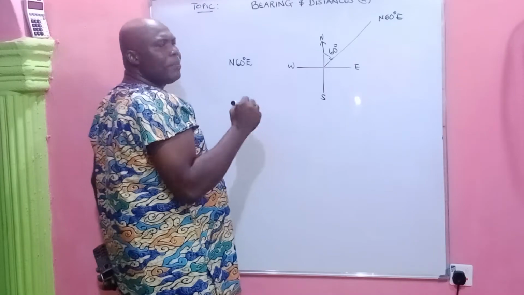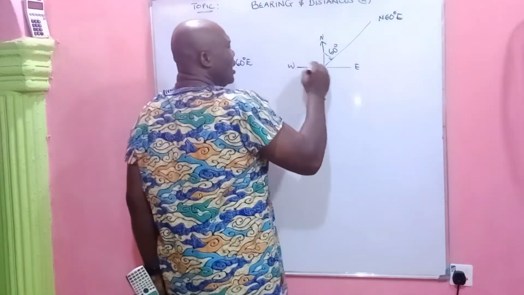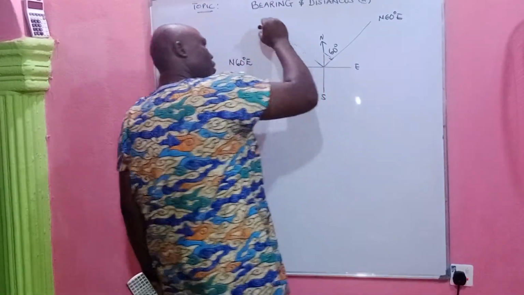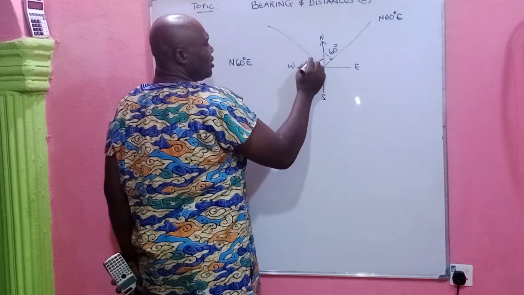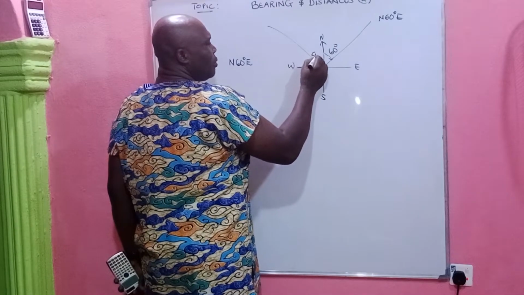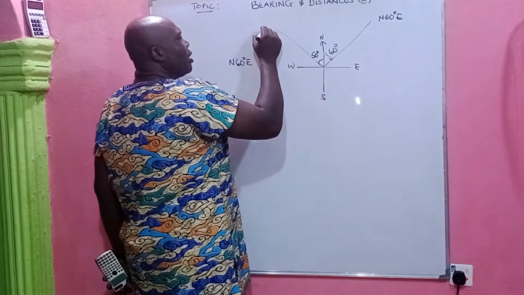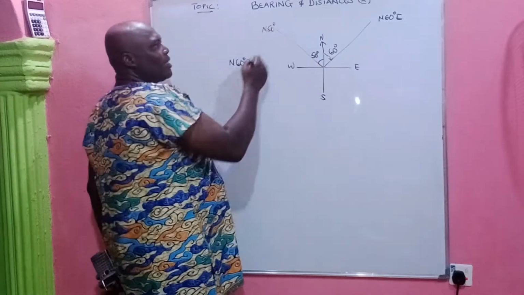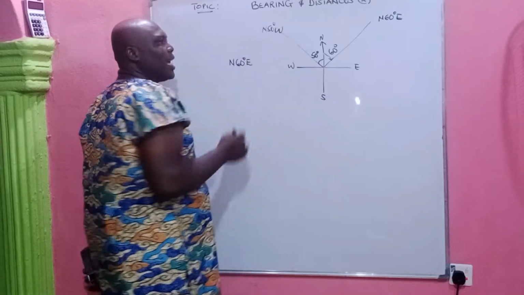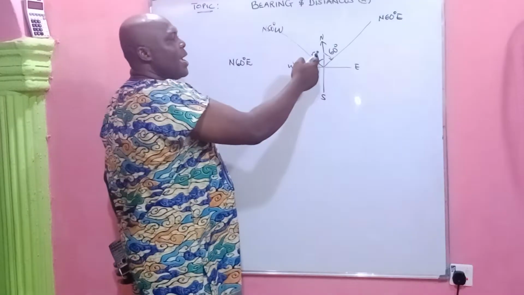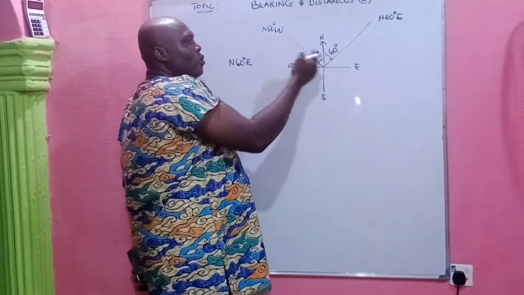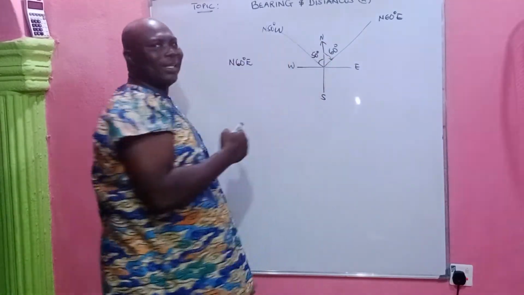But let's say the bearing we are talking about is this way. That can be, for instance, 50 degrees. This could be N 50 degrees towards the western side. So that's N 50 degrees west. We are beginning from N to measure towards the west, which is N 50 degrees west.